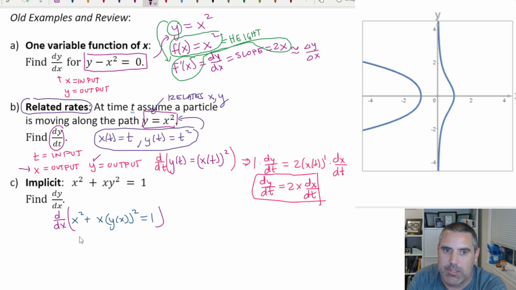And now you can explicitly see it. There's an x here, there's an x here, there's an x trapped inside a y, and we just differentiate. The first term is 2x. The second term is a mess. So you have to think product, quotient, or chain.